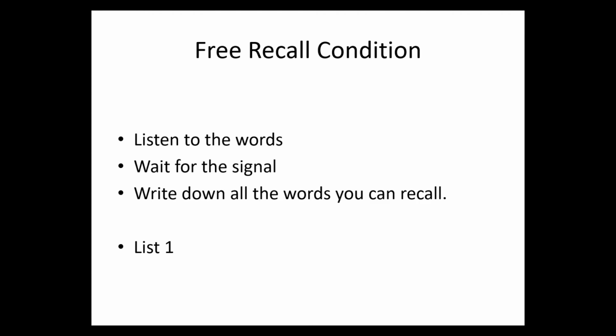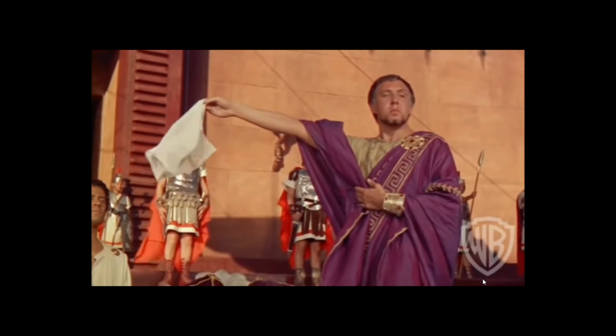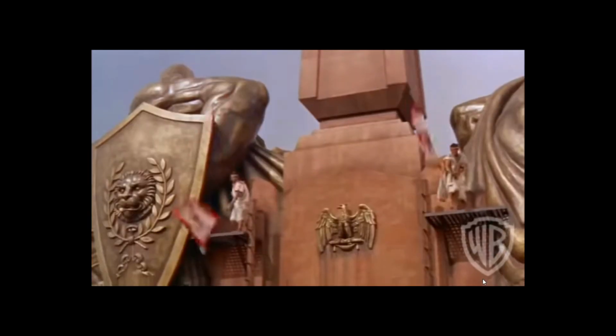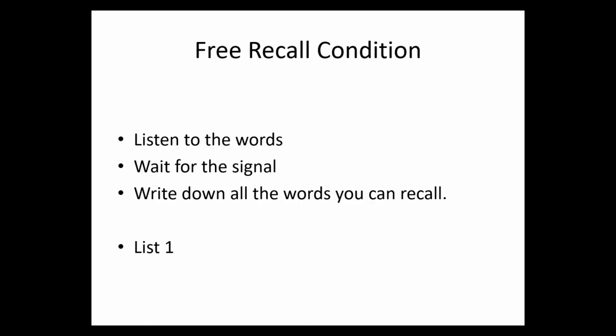List number 1. Table. Sit. Legs. Seat. Couch. Desk. Recliner. Sofa. Wood. Cushion. Swivel. Stool. Sitting. Rocking. Bench. Write down all you can remember.